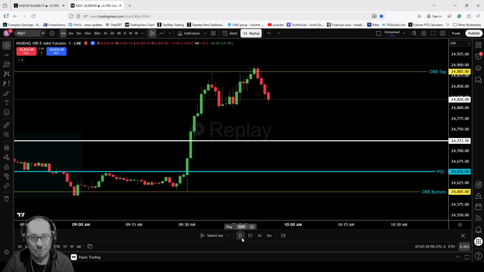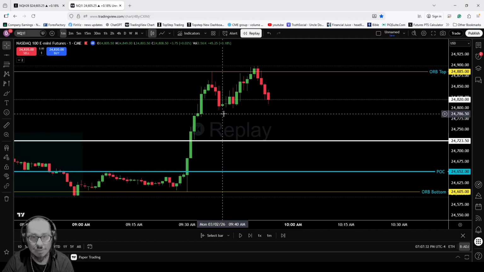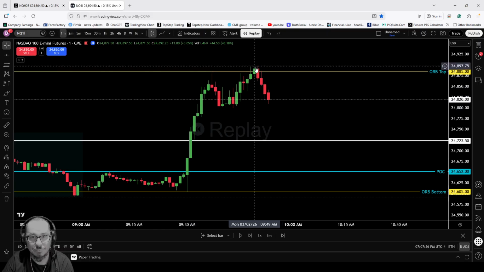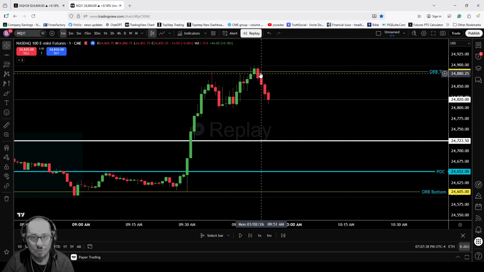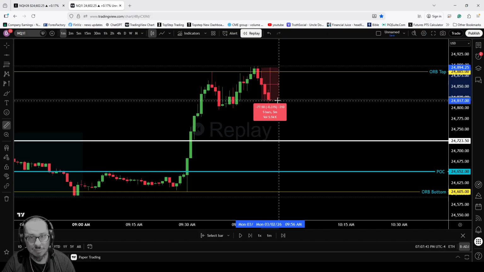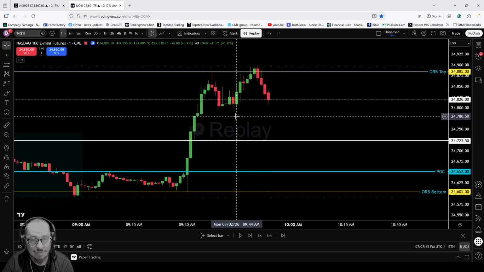There's our ORB top rejection so far. Okay, you see that? We have some sort of support to continue. We faked out of the ORB. We're pushing down. That right there alone is 80 points. It looks like nothing, but it's a lot.